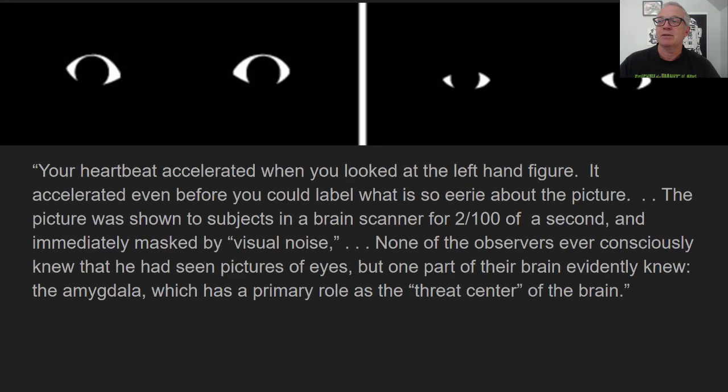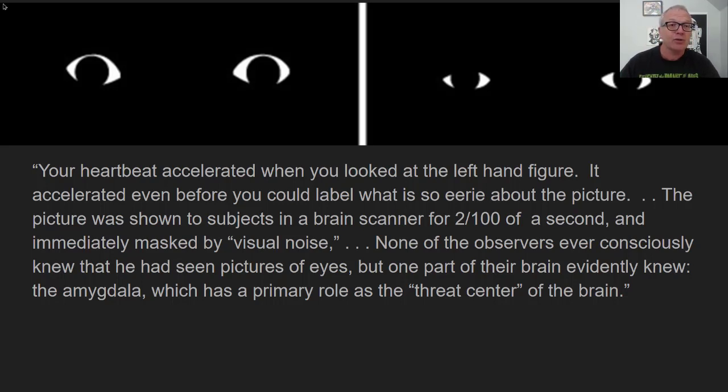What does it mean? Okay, well, he's got a great illustration. Look at these two sets of eyes. This is really perfect for getting to the point. Here's what Kahneman says. Your heartbeat accelerated when you looked at the left-hand figure. It accelerated even before you could label what is so eerie about the picture. The picture was shown to subjects in a brain scanner for 2/100ths of a second, and immediately masked by visual noise. So what that means is that none of the observers ever consciously knew that they had seen the pictures of the eyes. If you flash something that fast to somebody, they won't even be able to report on what they saw. But one part of their brain evidently knew.